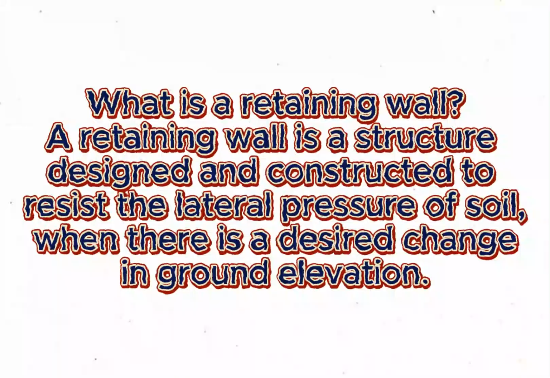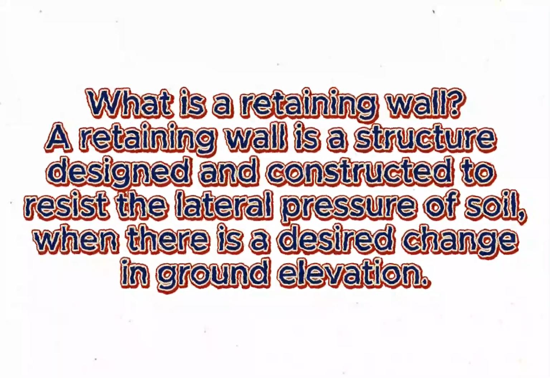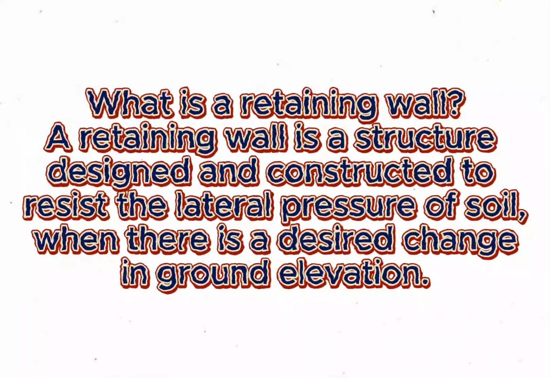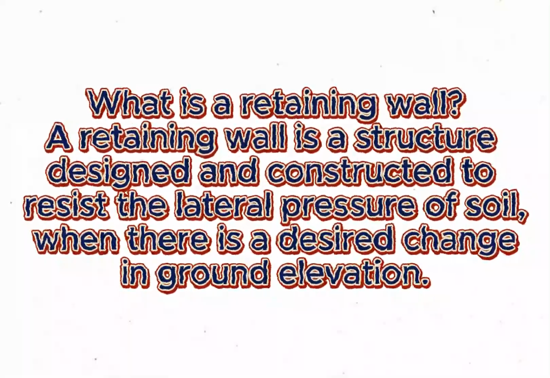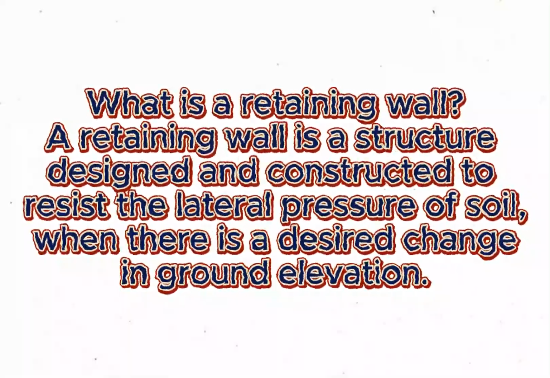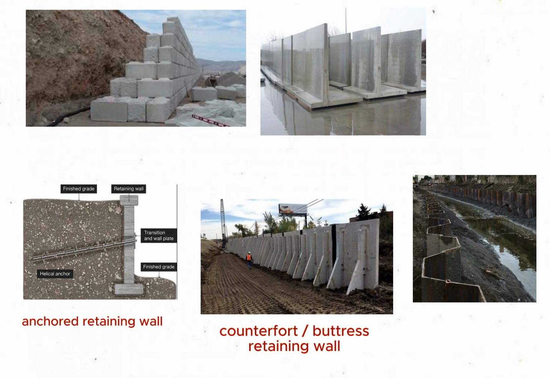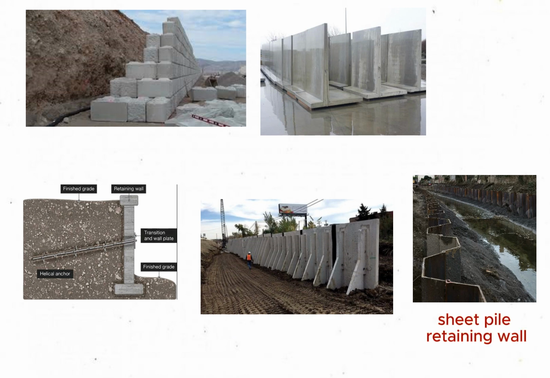What is a retaining wall? A retaining wall is a structure designed and constructed to resist the lateral pressure of soil when there is a desired change in ground elevation. Gravity retaining wall, cantilever retaining wall, anchored retaining wall, counterfort or buttress retaining wall, sheet pile retaining wall.